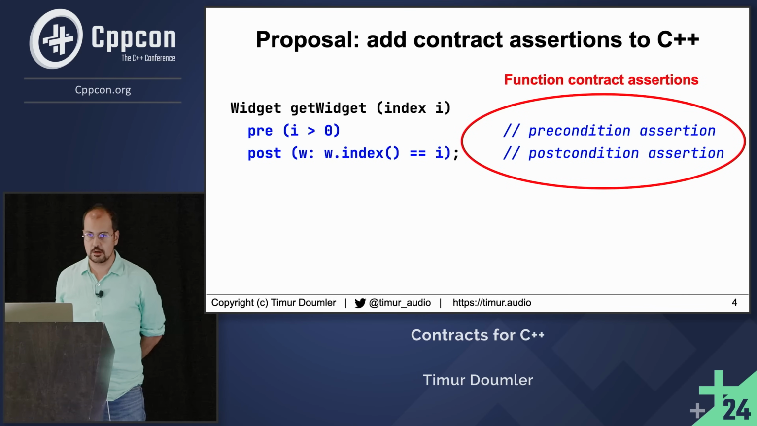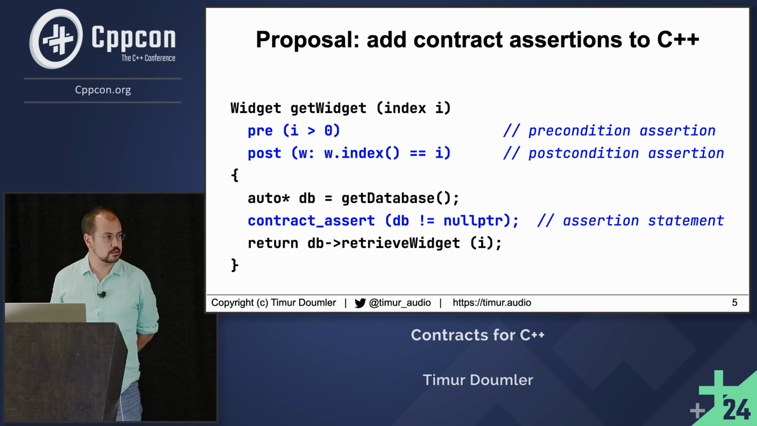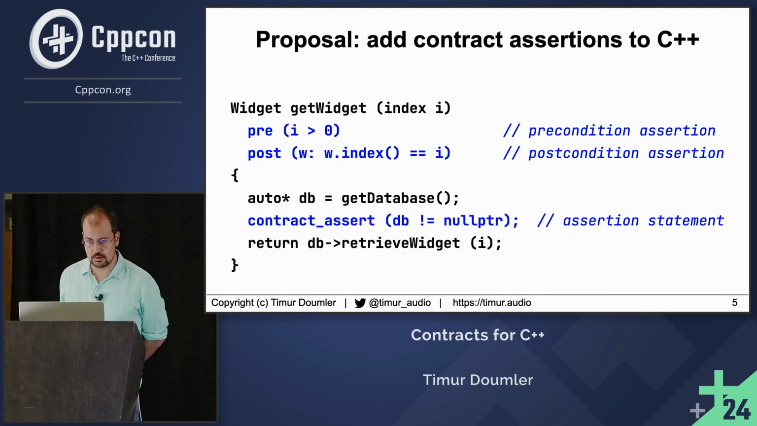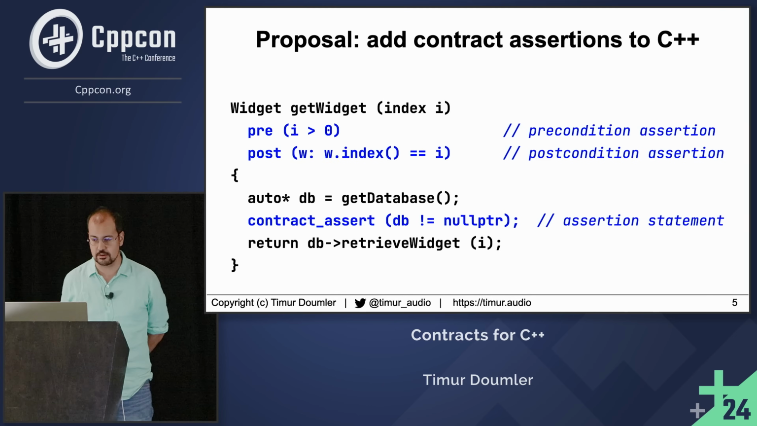And then there's a third kind of contract assertion, which is called assertion statement, which is contract_assert, which can go into the body of a function. And we would really have liked to call this just assert, but unfortunately that clashes with the existing assert marker. So we had to come up with a different keyword, and contract_assert is the keyword we landed on.